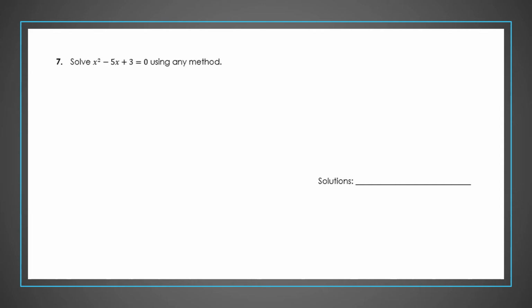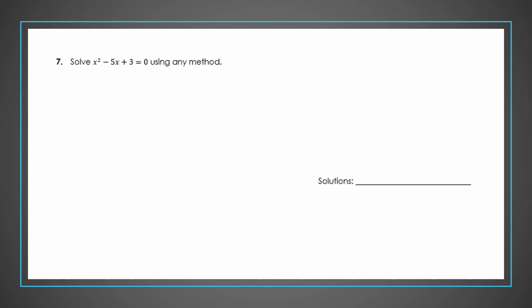In problem number 7, it says to solve x squared minus 5x plus 3 equals 0 using any method. So on something like this, you would get to choose what method you could use. Remember, we have 4 methods. Factoring, which does not always work, so you just want to be careful about using factoring because you don't want to spend all your time trying to factor something that is not factorable.